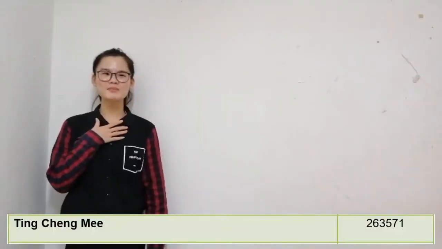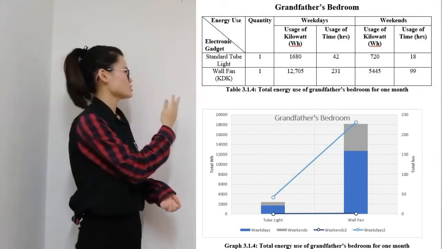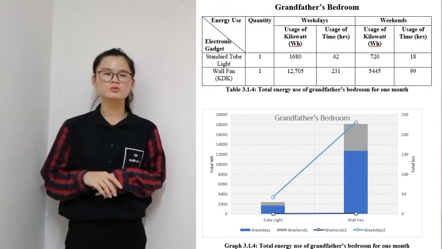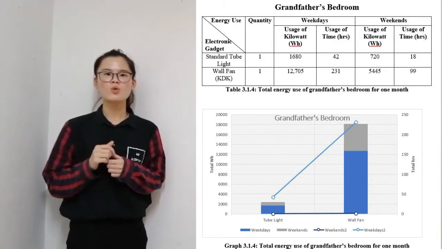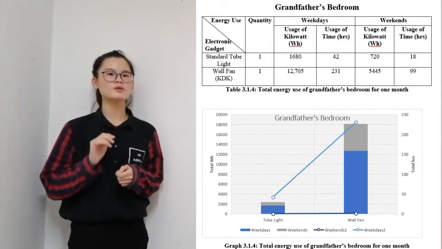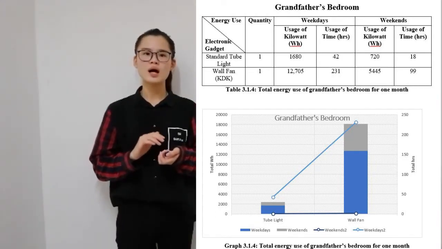I am going to talk about grandfather bedrooms. Based on the diagram, there are 2 electronic gadgets in grandfather bedrooms, which are the tube light and the wall fan. The wall fan has used the higher energy in the bedroom, which is 18,150 watt hour and 330 hours per month.